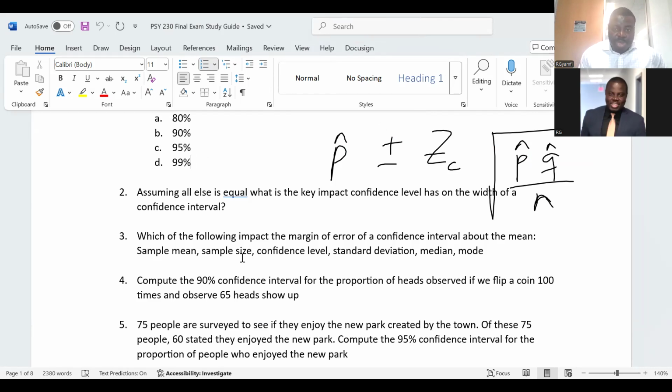So I've got to find my p hat, my q hat, my n, and my critical value of z. To find the z, it says a 90% confidence interval, so my confidence level is 90%. I'm going to use that to find my z value by going to the chart again. Remember that is question 1 on the study guide.